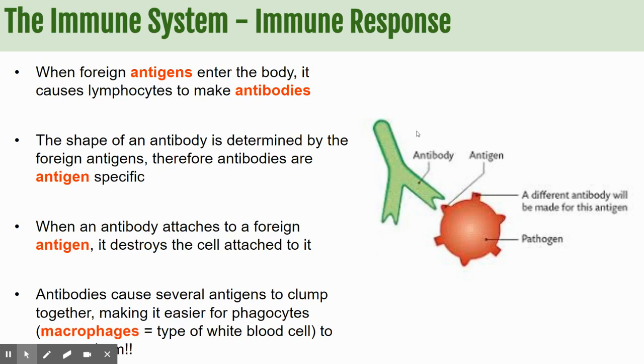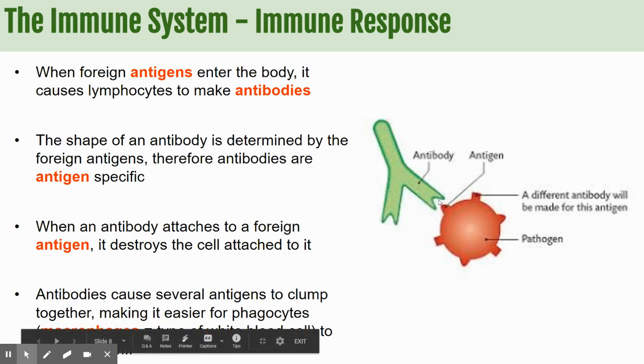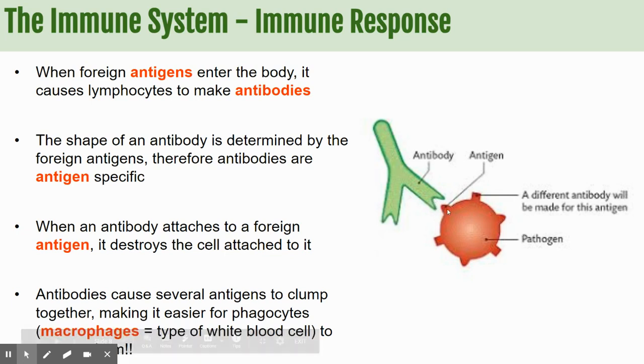Okay, so there's the antibodies. The shape of this antibody is going to be dependent on the antigen that's come in. They want to match it, right? So for this antigen, you have an antibody that matches it exactly. It's going to be very specific to that antigen that might be coming in on that bacteria or pathogen. When the antibody attaches to this antigen, it can help destroy it. They cause it to clump up and make it easier for white blood cells to come in and get rid of them.